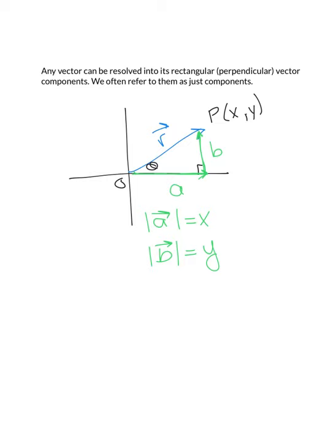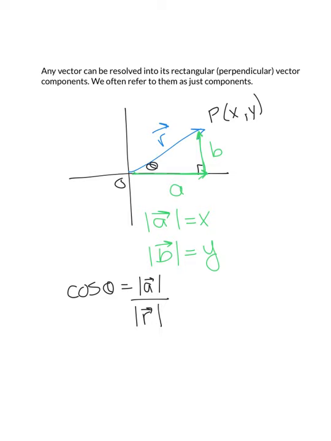In order for me to figure out this point P, or my x and y, I need to use my primary trig ratios. I have a right triangle, I have some values, it should be fairly easy. So when I look at this, if I have cos of theta, we all remember that that is equal to adjacent over hypotenuse. So that is the magnitude of vector A over the magnitude of vector r.